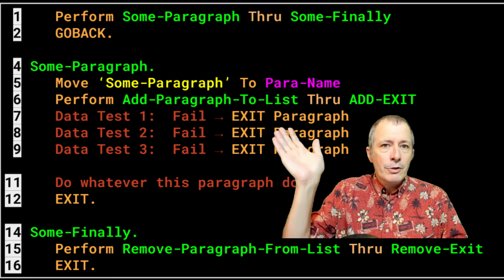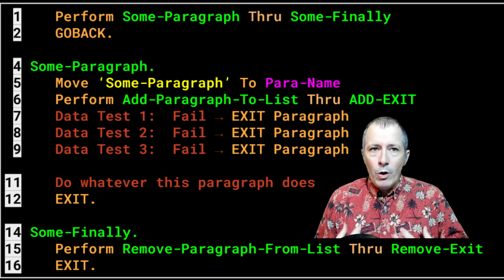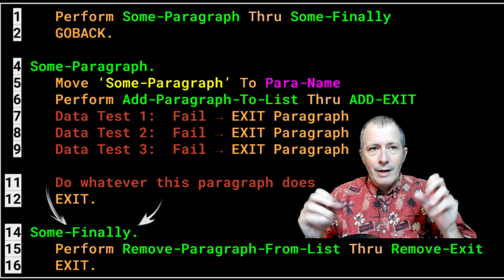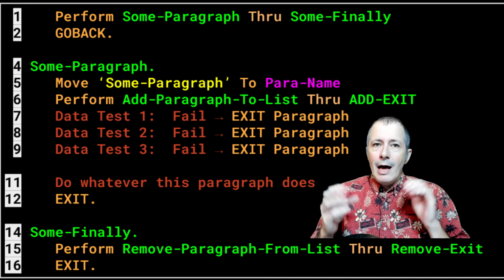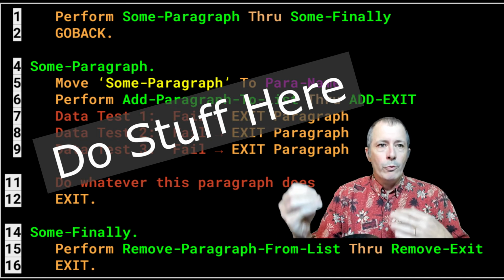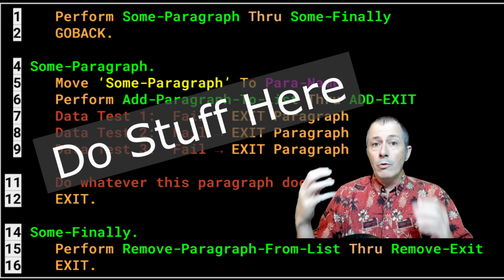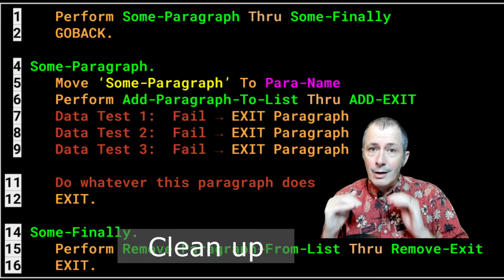The example on the screen is the main reason why. It allows one to implement finally action in the exit paragraph. In other words, it allows you to do stuff in the primary paragraph, such as acquiring memory or updating a trace table, etc., and the exit paragraph handles the cleanup.